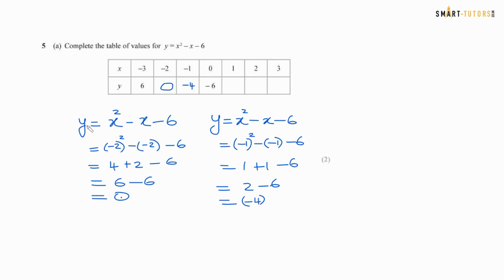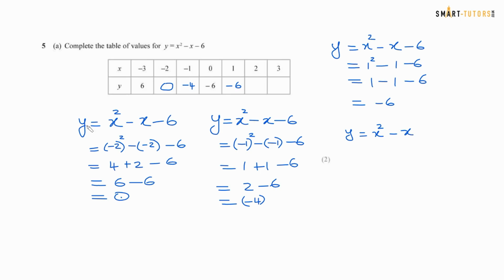The calculator is clever enough to understand it's a negative number, but for the safe side, you put the minus. If it is a negative number, put the minus and calculate. Let's do the remaining three gaps. y equals x squared minus x minus 6. So 1 squared minus 1 minus 6. So 1 minus 1 minus 6. So this is 0 and minus 6. So this is going to be minus 6.